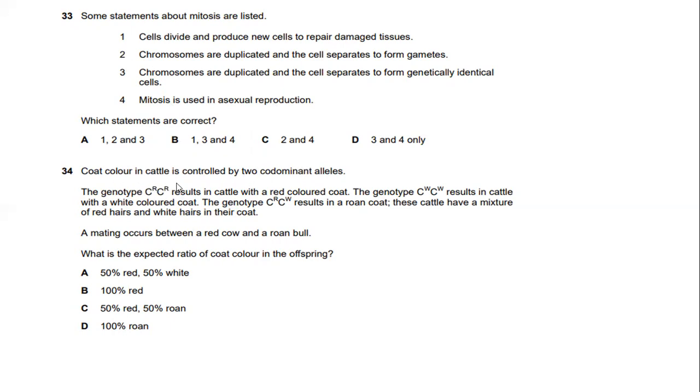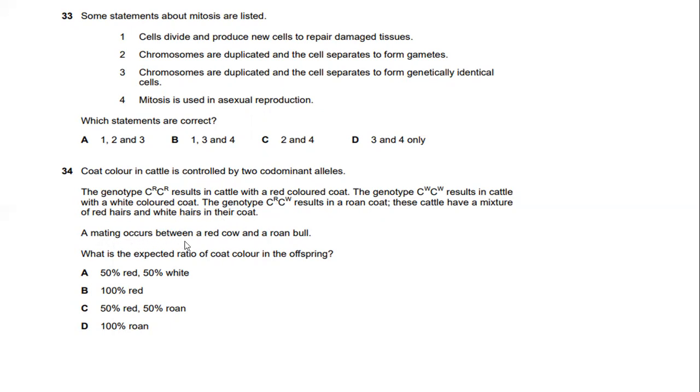Coat color in cattle is controlled by two codominant alleles. The genotype allele results in cattle with a red coat color. The genotype allele results in cattle with a white coat color. The genotype allele results in a roan coat. These cattle have a mixture of red hair and white hair in their coat.